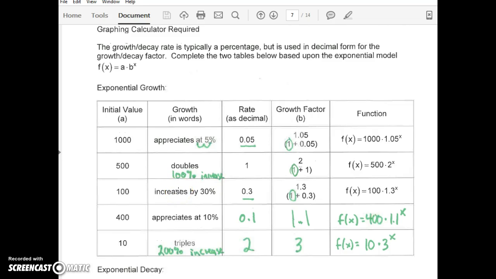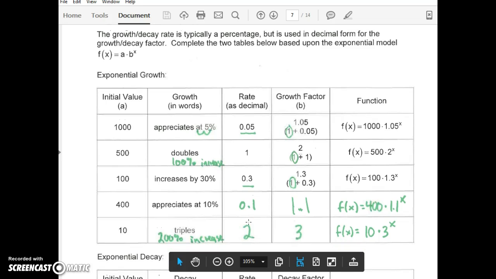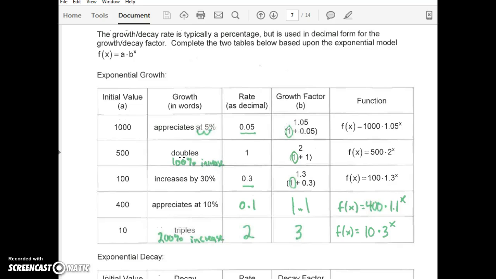Our first goal then is to turn that number from a percent to a decimal. So we have an appreciation of 5% as a decimal that's 0.05. An increase of 30% is 0.3 as a decimal. An increase of 10% is 0.1 as a decimal. The trickier ones are the double and the triple. So doubling is essentially a 100% increase. You take your original amount and you add that original amount again.